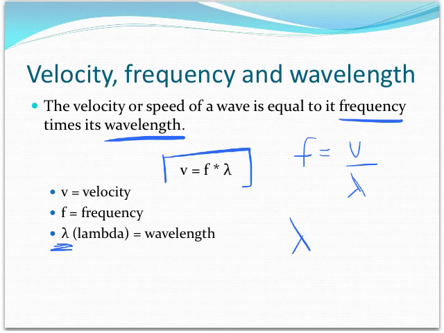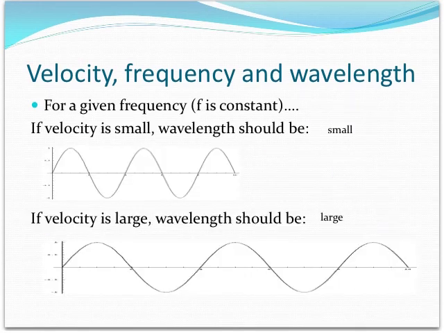We would have to divide by frequency to get lambda by itself. So lambda is equal to velocity divided by frequency. Okay? And this was that activity you were supposed to draw and do by hand in the book, for a given frequency. So say you make 1 wave per second.